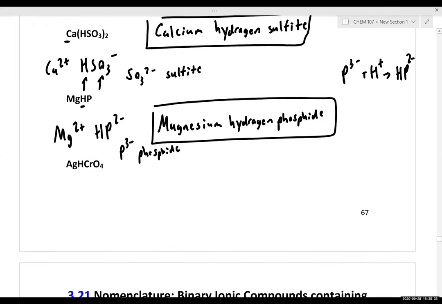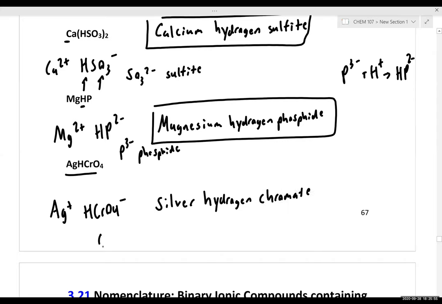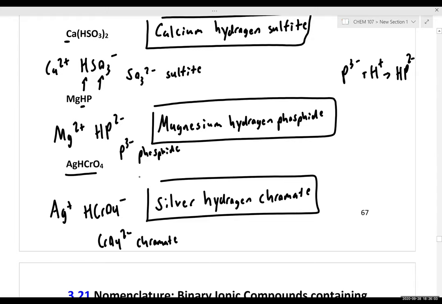Okay, looking at the next example, we have silver plus and HCrO4 minus. So writing the name of our cation, we have silver, and then for HCrO4 minus, we'd write the name as hydrogen chromate, because CrO4 2 minus is known as chromate. Does this example make sense to everyone? Any questions on this example?